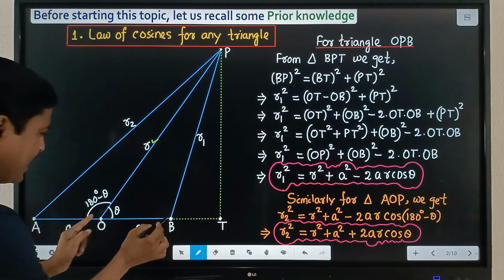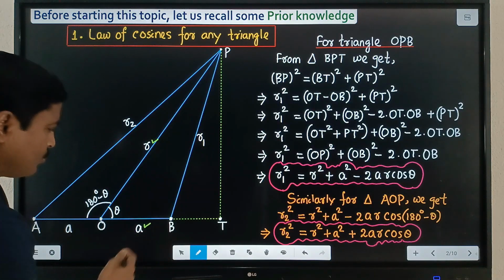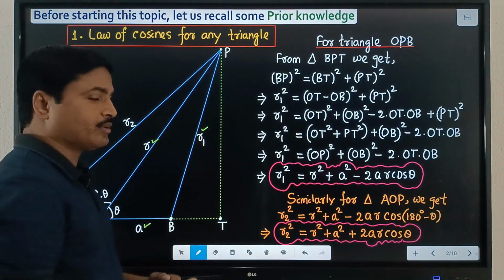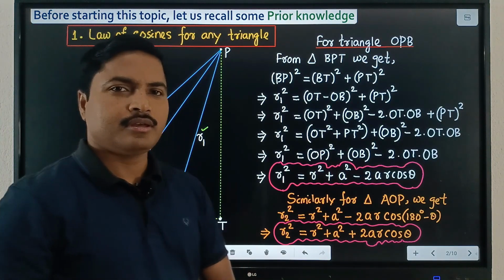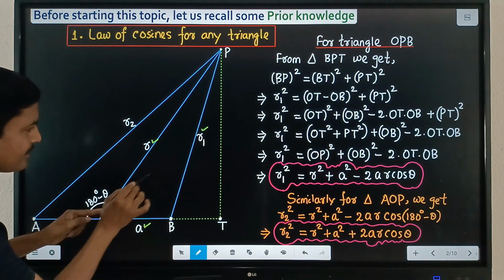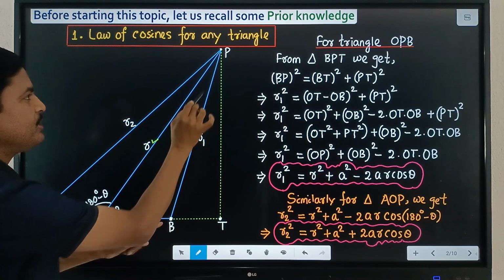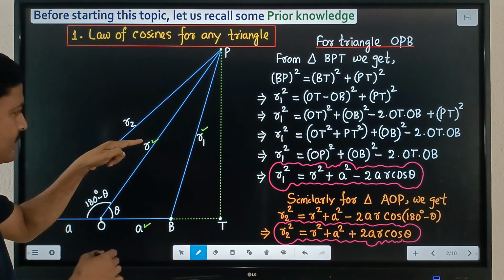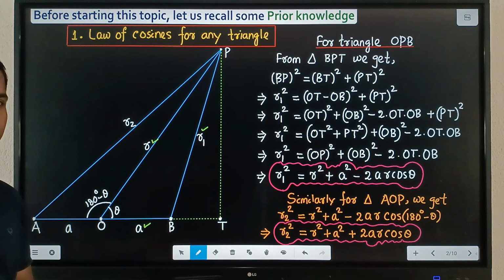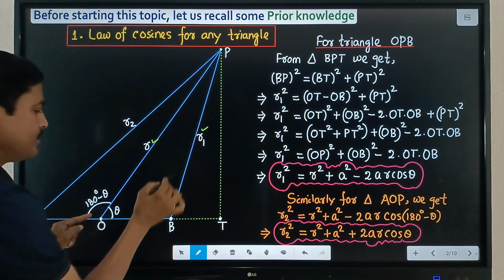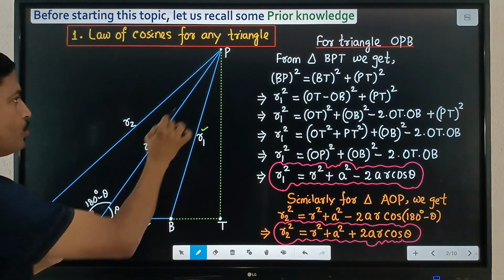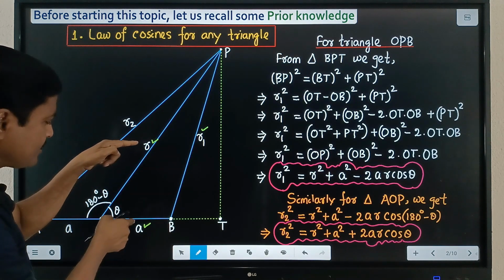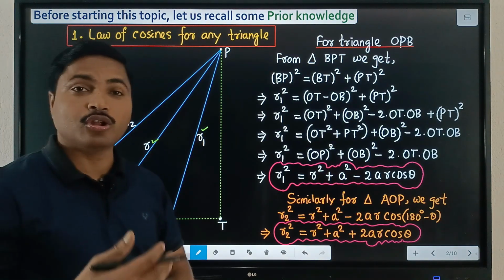Very simple. Another side is OB, and for this side we write A. The next side, BP, we write as R1. Clear? In front of theta is the BP side, which means we express R1 in terms of R and A. Triangle is OPB. We express the R1 side in terms of R and A. This is known as the law of cosine.